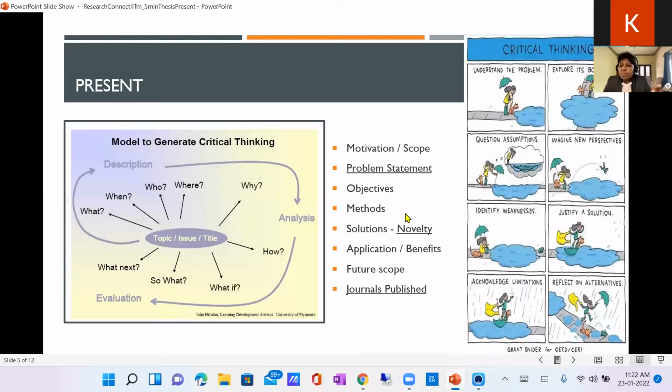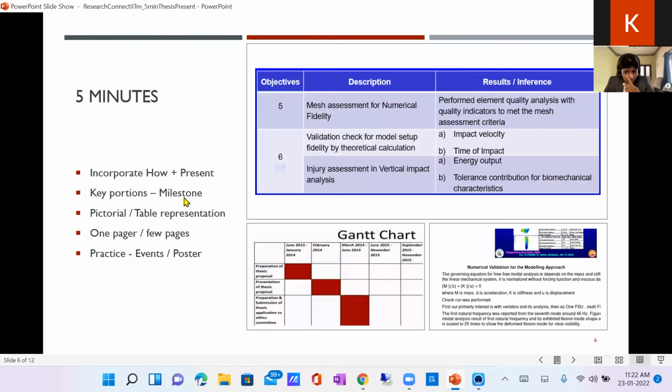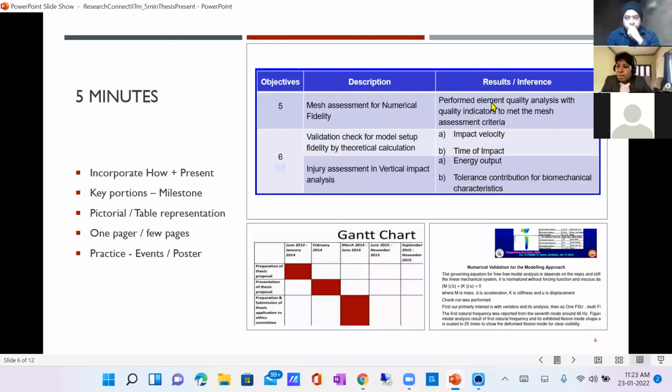So the next one, the 5 minutes. Yeah. So the 5 minutes we told, right, what is the milestone? Milestone means, for my case here, I have pasted charts like this. There are 6 objectives and there will be a link. So if I say my 5th objective is mesh assessment for numerical fidelity, and how I arrived at that: performing element quality analysis with quality indicator to meet the mesh acceptance criteria.